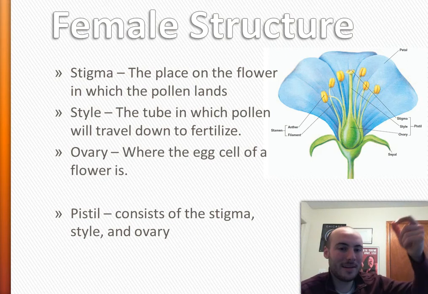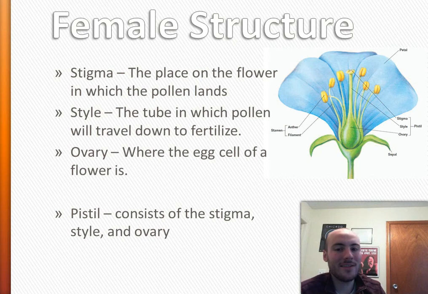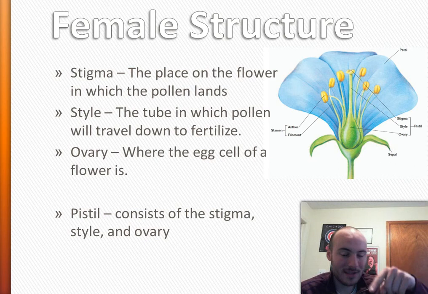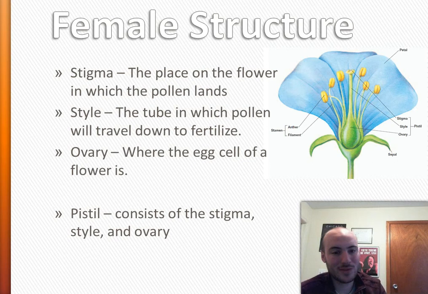So then underneath the stigma is what's called the style. And the style is a tube in which the pollen, and actually not the pollen, but the pollen tube, which is what comes out of the pollen, is going to travel down, and then the ovary is at the very bottom, and that's what actually gets fertilized. Now those three structures together are called the pistil.